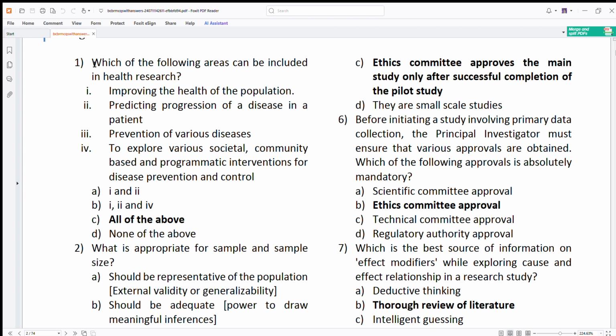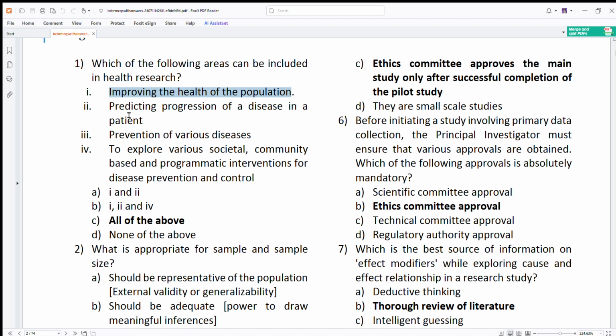So starting with the first question, which of the following areas can be included in health research? First option is improving the health of the population. Second is predicting progression of a disease in a patient. Third option is prevention of various diseases. The fourth is to explore various societal, community-based and programmatic interventions for disease prevention and control. So in this case, the answer is going to be all of the above. This is the answer as it is mentioned here.